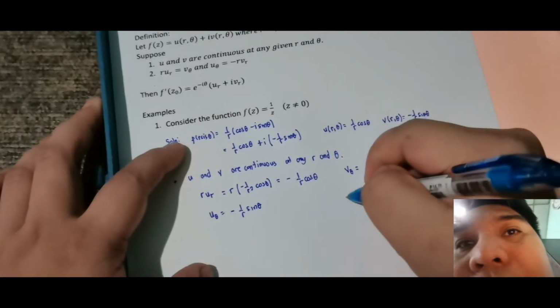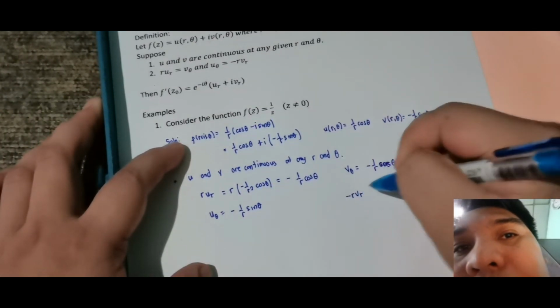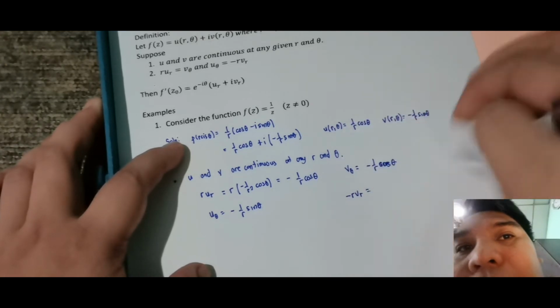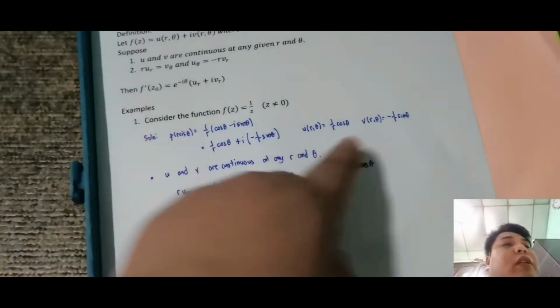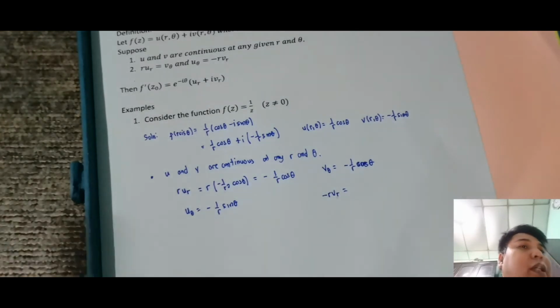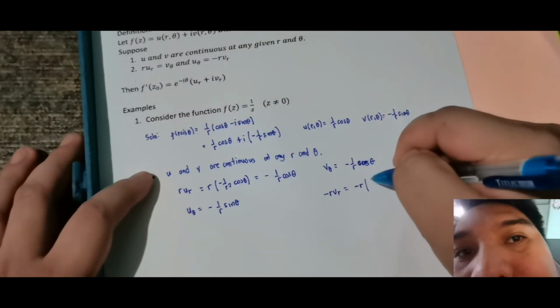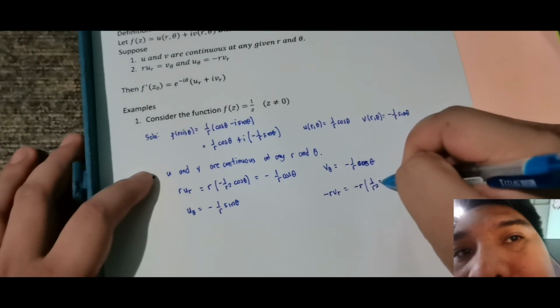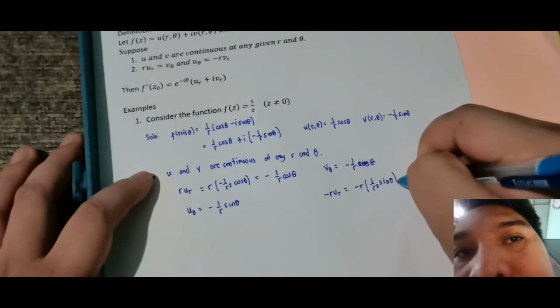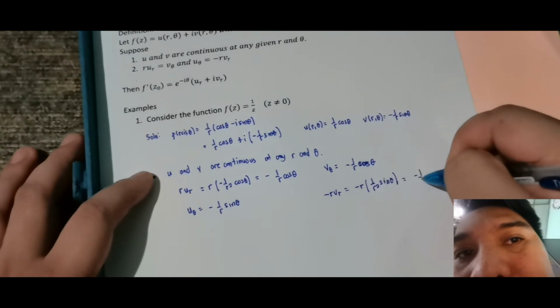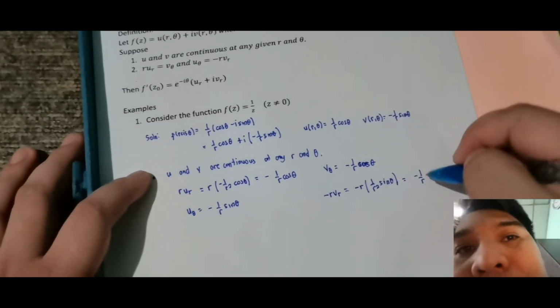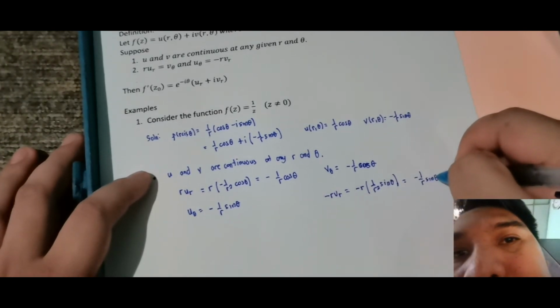Okay, next is negative r times partial of v with respect to r. So this is negative r, then partial derivative of v with respect sa r. So negative partial derivative na to, yung negative 1 over r magiging positive 1 over r squared. So lagay ko lang yung negative r multiplied by positive 1 over r squared then sine theta. And this is equivalent sa negative 1 over r kasi r over r squared, then sine theta.